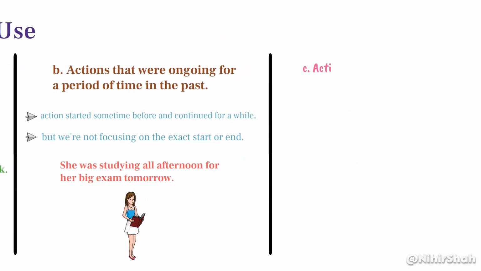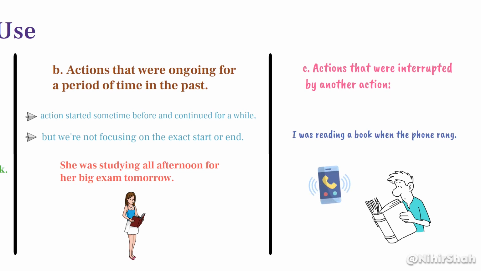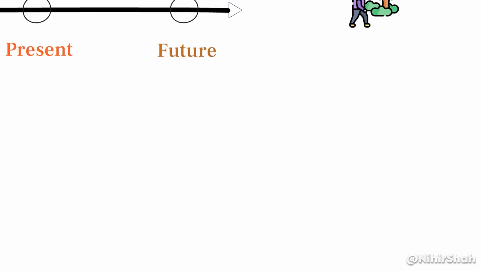And number 3, actions that were interrupted by another action. For example, I was reading a book when the phone rang. Here, my action of reading the book was interrupted because the phone rang. So, this is the third way in which we use past continuous tense.